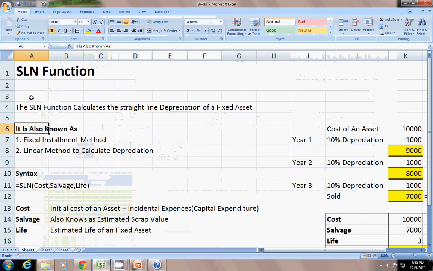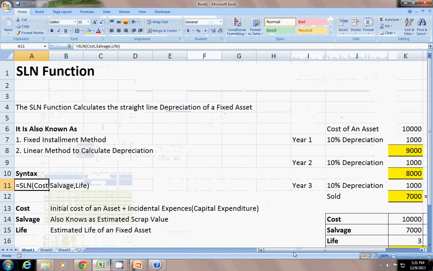The SLN function, straight line depreciation, is also known as the fixed installment method or linear method to calculate depreciation. There are many methods followed to calculate depreciation, like the fixed installment method, reducing balance method, WDV method, and so on. So this is the SLN function to calculate depreciation of a fixed asset.